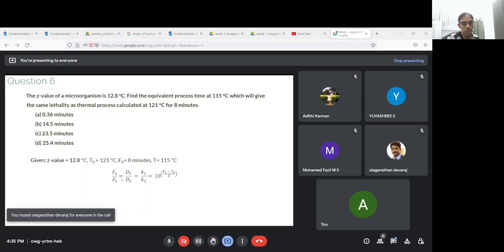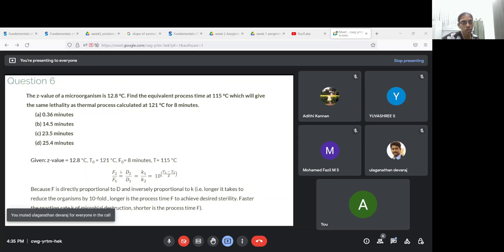We also have other relations in terms of F and K, that is also equal to 10 power T1 minus T2 by Z. This is because F is directly proportional to D and inversely proportional to K, which means that the longer it takes to reduce the organism by tenfold, that is, the higher the D value, the longer the process time to achieve the desired sterility. The longer it takes to reduce by 1/10, the higher your process time is going to be, which means your bacteria is actually resistant to that much heat. So the higher the D value, the higher the resistance to sterilization.